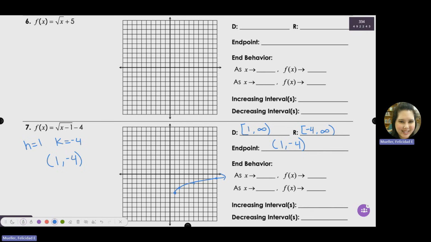The one that would change the most is actually going to be your range, more because we'll have the reflections for the -a values. My end behavior, your leftmost point for x is 1, so the lowest point for my y is -4. I can see it's going up and to the right, so infinity, infinity. And it is always increasing from start to finish.